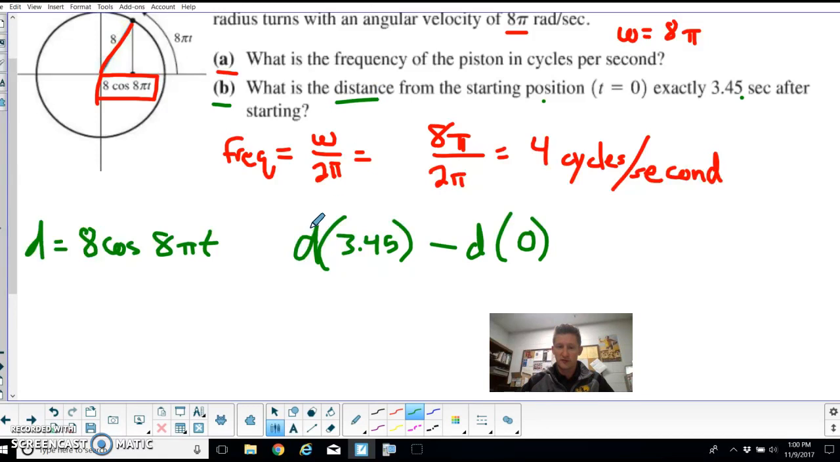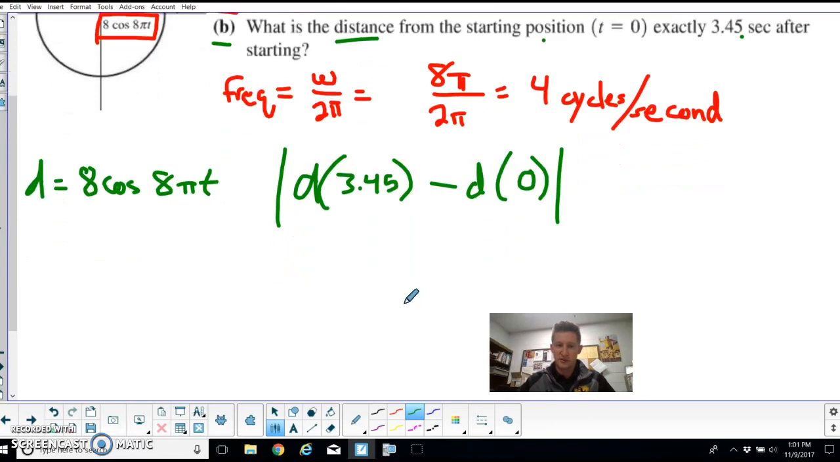And then because I'm looking for a distance, and this could be a negative value, I'm actually going to take the absolute value of whatever number comes up here, okay? Because distance is always going to be positive. Another word that we might use to describe this would be its displacement. How far is it from where it was?